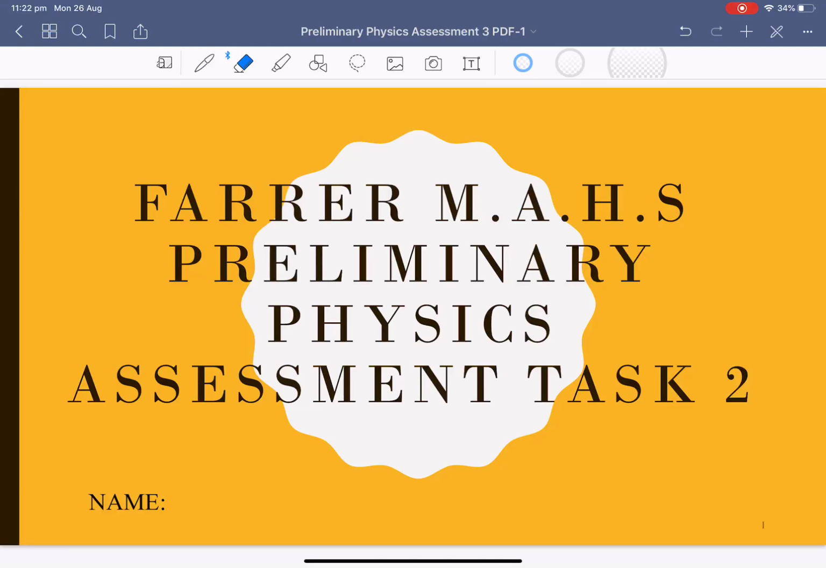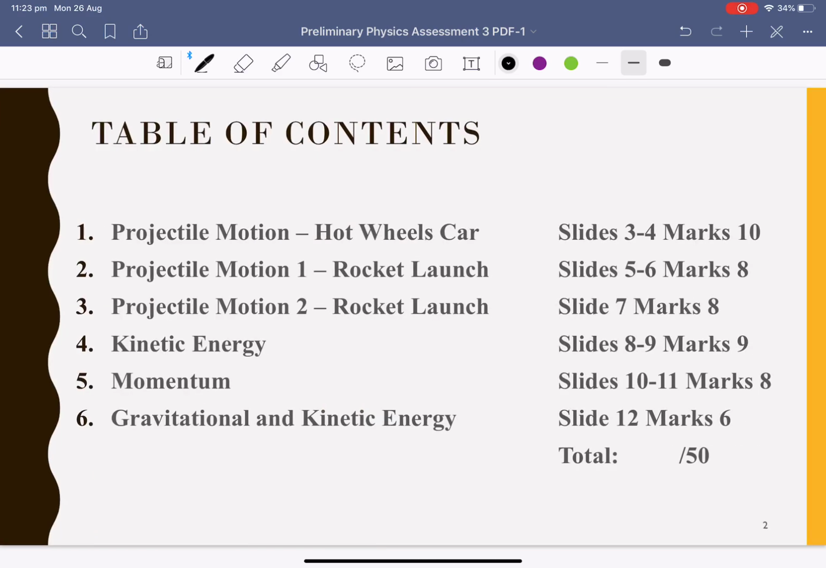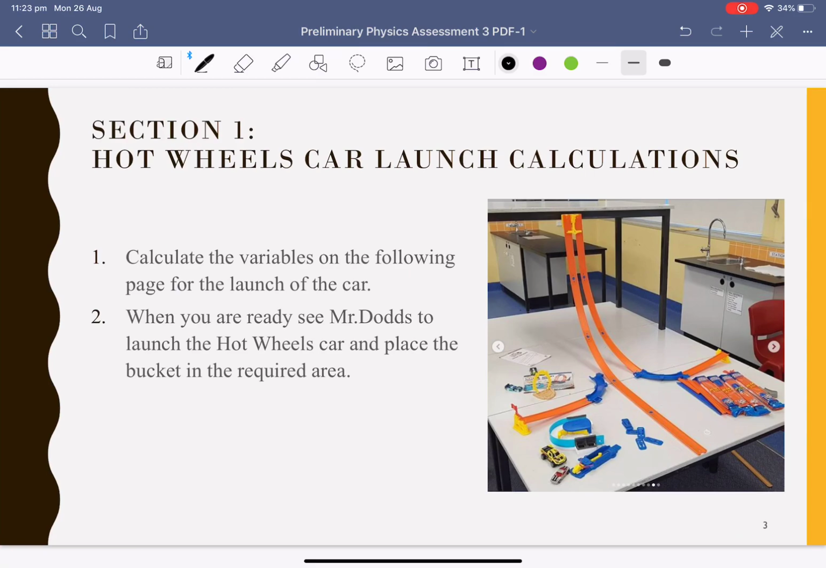So welcome to the FARA Preliminary Physics Assessment Task 2 video. What we're going to do now is, I'm Mr. Dodds, and I'm going to take you through the answers to this assessment task. The assessment task had 6 different sections. I'm going to go through these sections one by one and go through the answers.